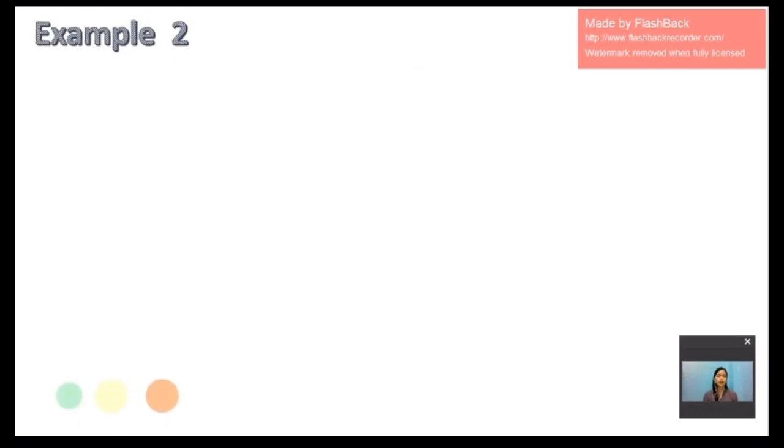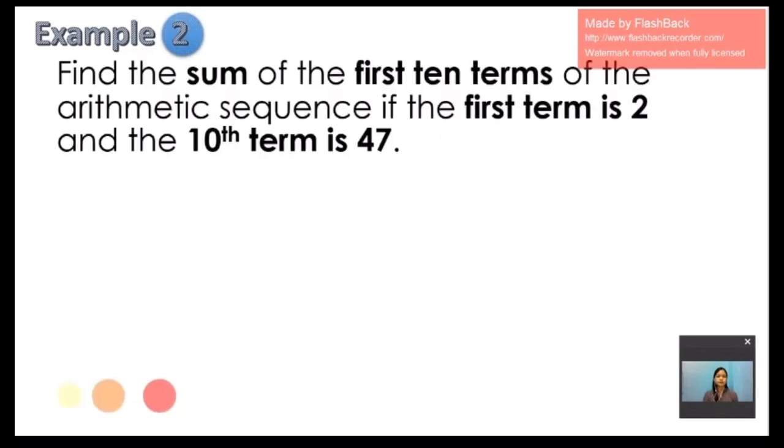Okay, so let's have another example. Find the sum of the first 10 terms of the arithmetic sequence if the first term is 2 and the 10th term is 47. Let us first write the given. So as you can see, you're asked to find the sum of the first 10 terms.